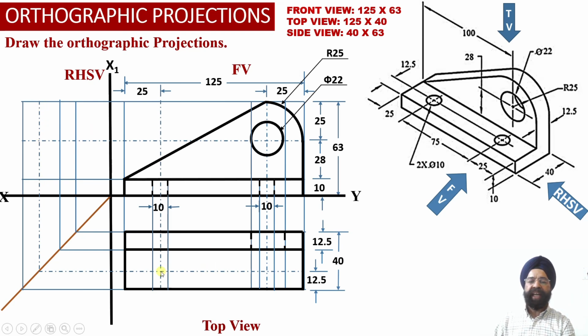So now the center point number 1 and the center point number 2 corresponding to these holes we have been able to locate, and we know that the diameter of the hole is equal to 10 millimeter. So now with this as center and with this as center, we have marked two holes in the top view projections having diameter equal to 10 millimeter. So with this, we have been able to complete the top view projections corresponding to this engineering object.